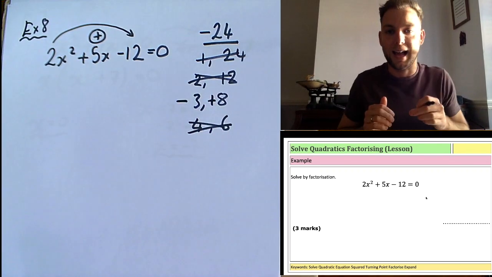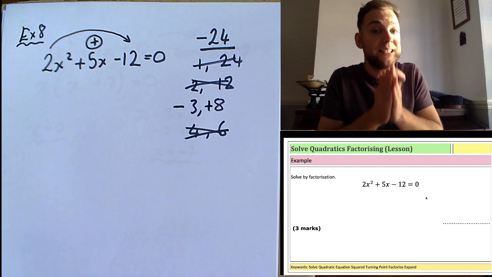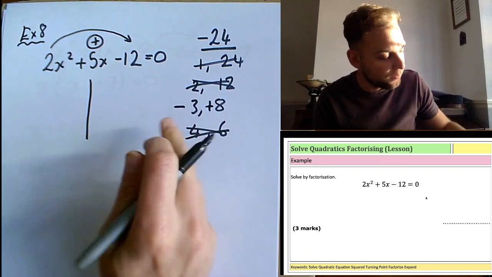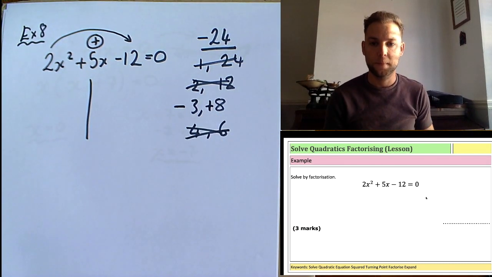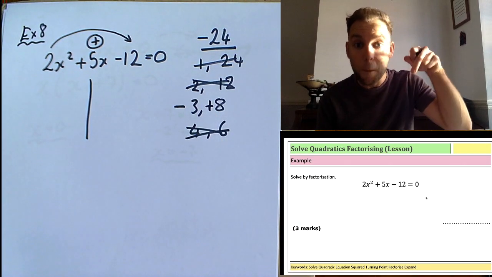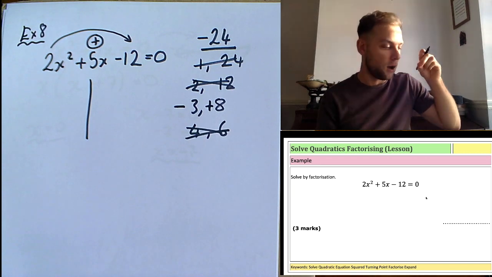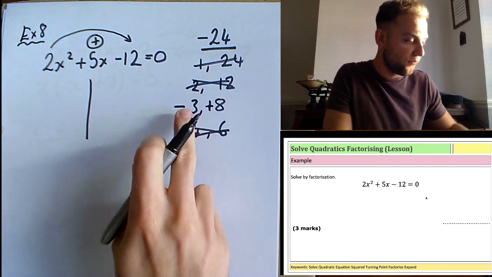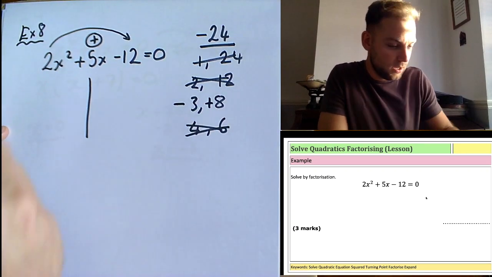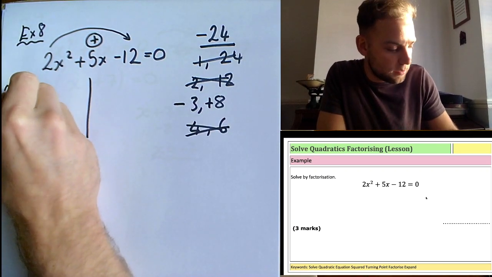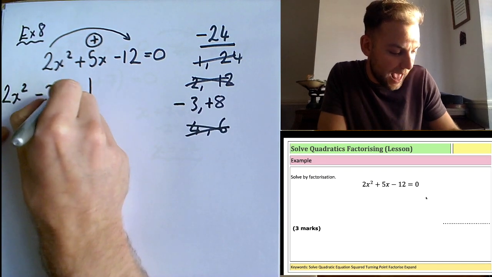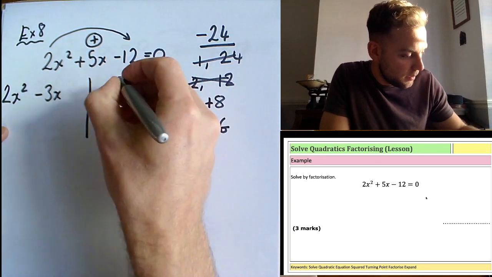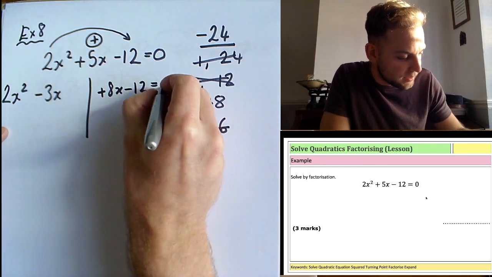Now, it's important, these aren't your brackets. The next thing you need to do is you need to split that middle value up into both of these. Okay? If you're finding this hard now, make sure you watch the video on factorising quadratics with a number in front of the x squared. So I'm splitting this up into these two here. So it's going to be 2x squared minus 3x plus 8x minus 12 is equal to 0.